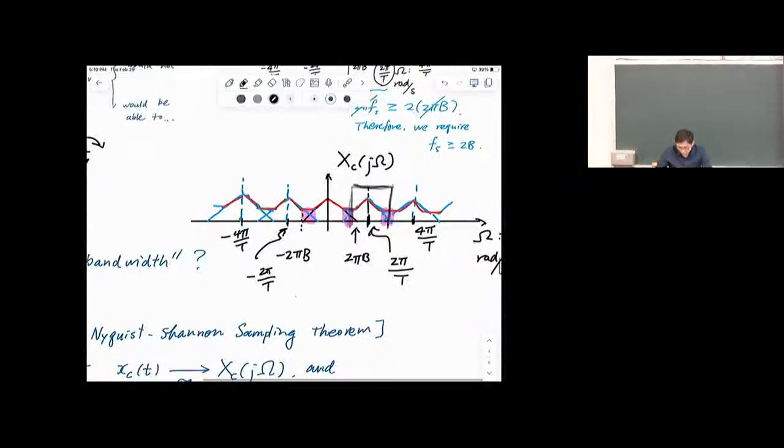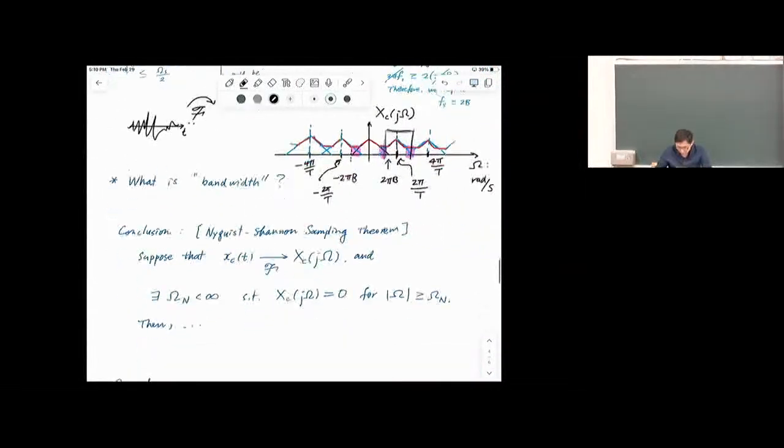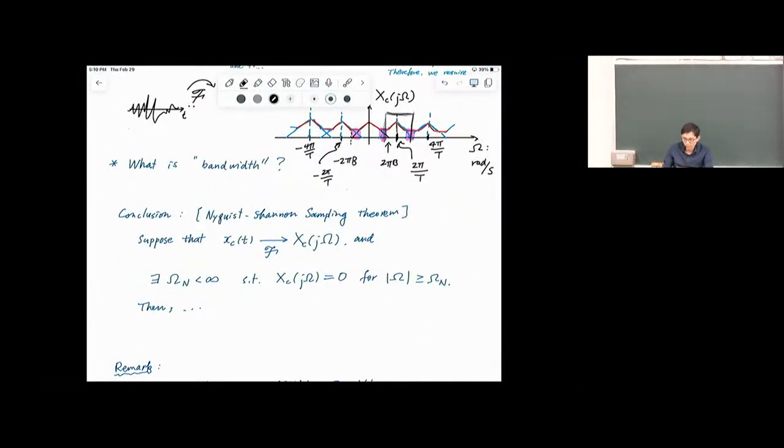So yeah, so much about the sampling theorem. Now finally coming to a conclusion, we can officially talk about this theorem again. So let's write it down. To summarize, what do we have?